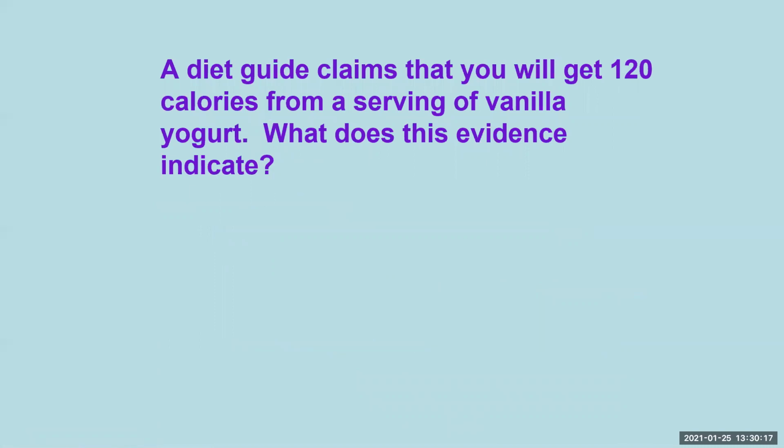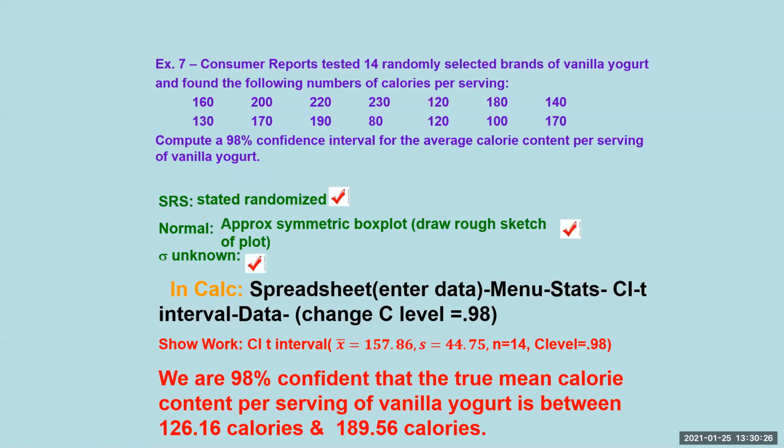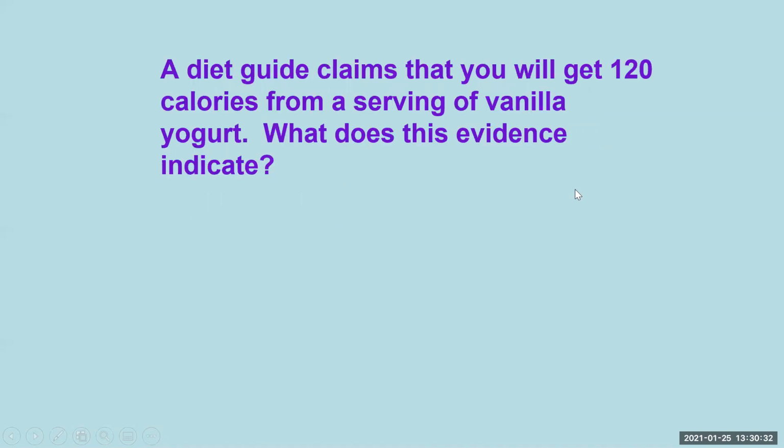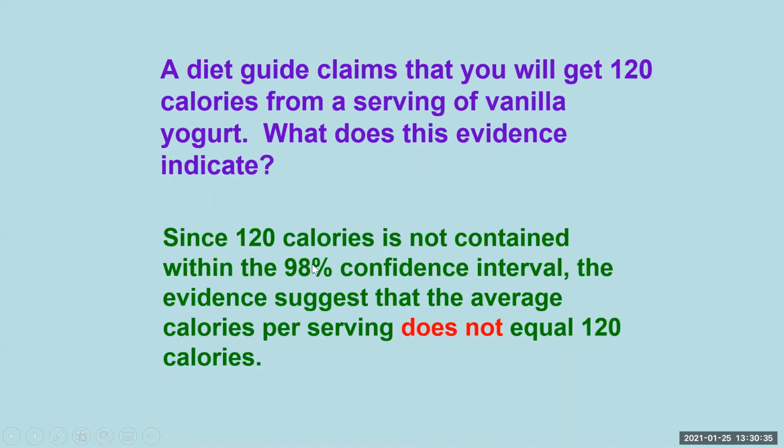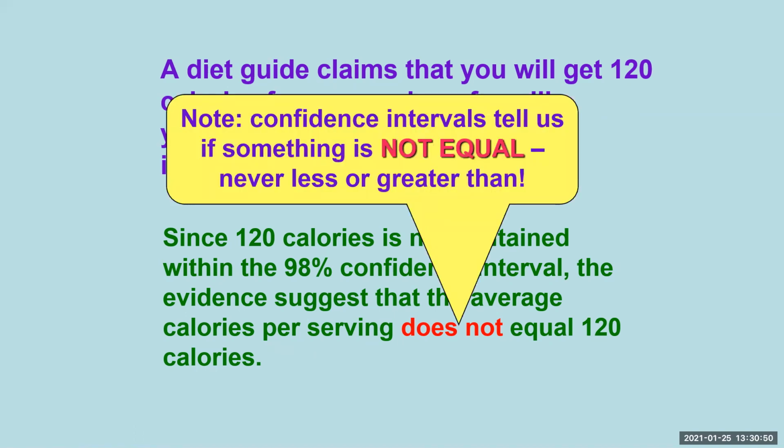So if a diet guide claims that you will get 120 calories from a serving of vanilla, what does this evidence indicate? Let's go back to our interval. Is 120 in here? No, 120 is not in there, right? So since 120 is not contained within the 98% confidence interval, the evidence suggests that the average calories per serving does not equal 120. The answer is no if it's not in the interval. The answer is yes if it is. So confidence intervals tell us if something is not equal, never that it's less or greater than. You can't say, oh, it's below it, so it's less. You can only say it's not equal.